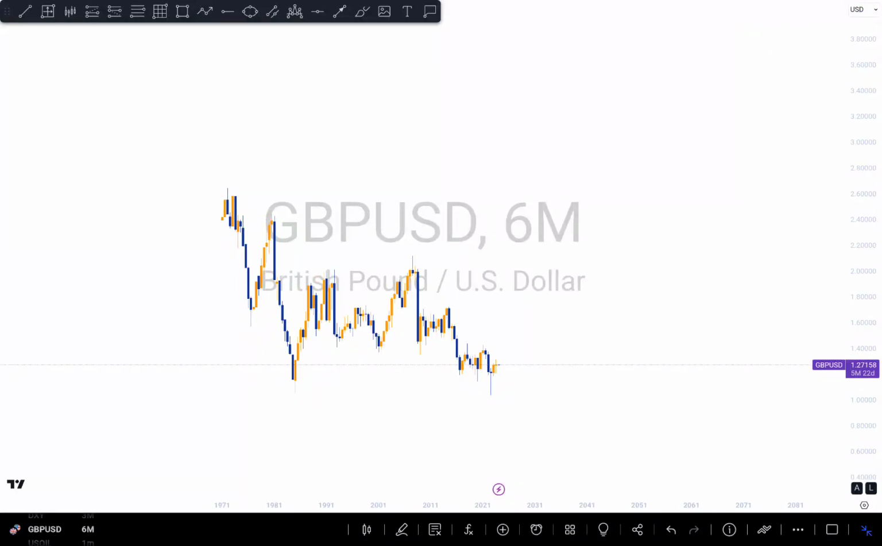Hi guys, so this is my analysis update on GU. I'm doing a top-down analysis on GU as well. So now let's see what we are looking at. This is the monthly time frame.